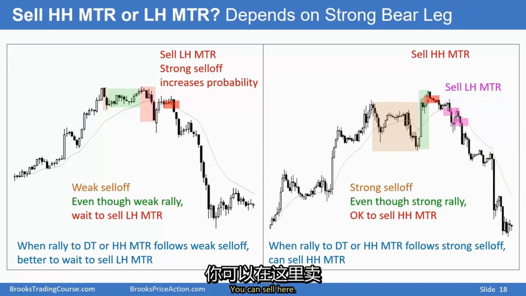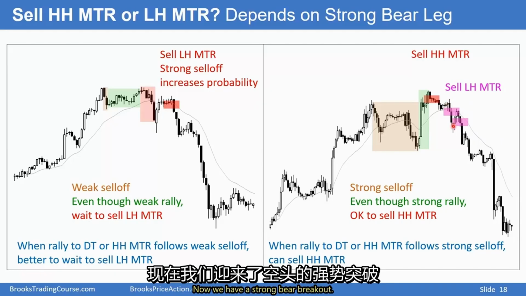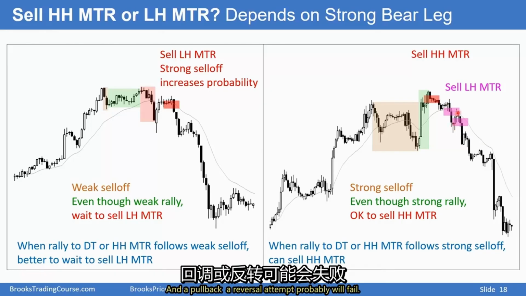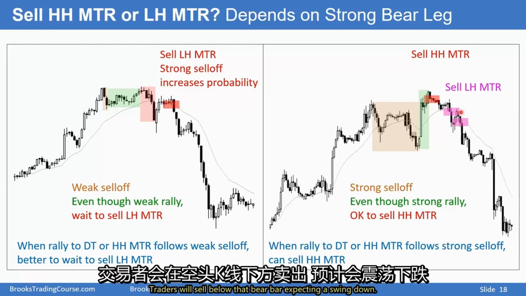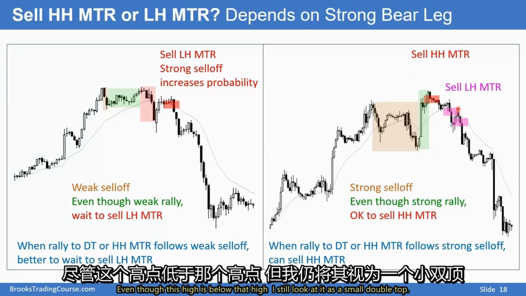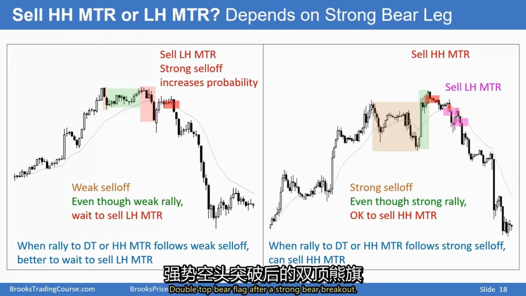You can sell here, you can sell here. Now you have a strong bear breakout. Traders believe the bears are taking control, and a pullback, a reversal attempt probably will fail. Traders will sell below that bear bar, expecting a swing down. This is a small double top, lower high. Even though this high is below that high, I still look at it as a small double top bear flag after a strong bear breakout.